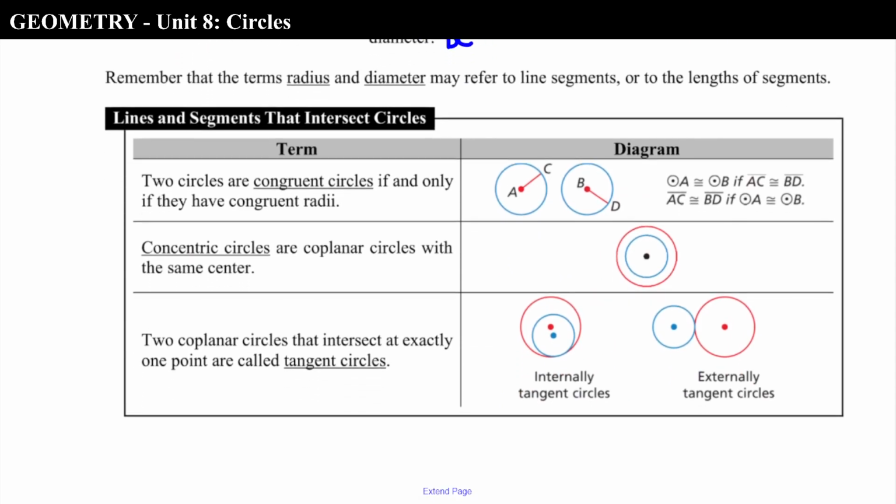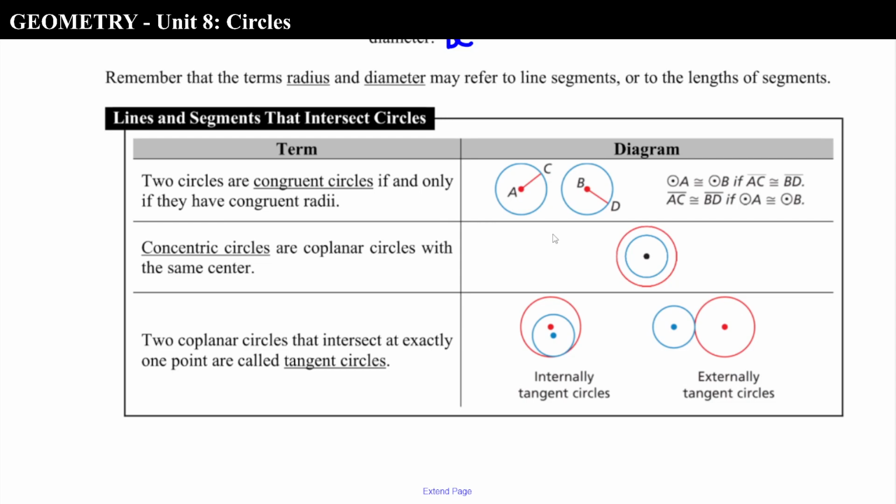Now remember, the terms radius and diameter may refer to line segments or the lengths of the segments. So, lines and segments that intersect circles. Two circles are congruent circles if and only if they have congruent radii, okay? So if AC is the same as BC, then the two circles, circle A and circle B, are going to be the same.